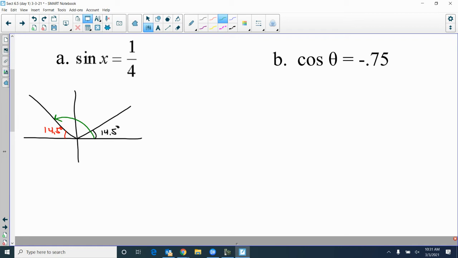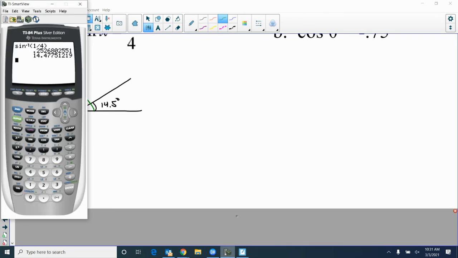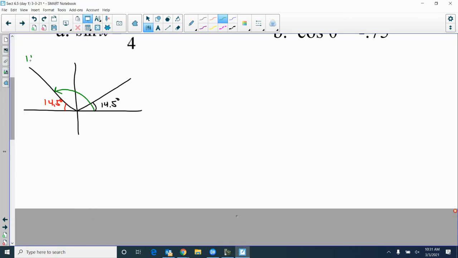So you're going to do 180 minus 14.5. So in this case here, 180 minus 14.5, 165.5. So your two answers are x equals 14.5 degrees and 165.5 degrees.